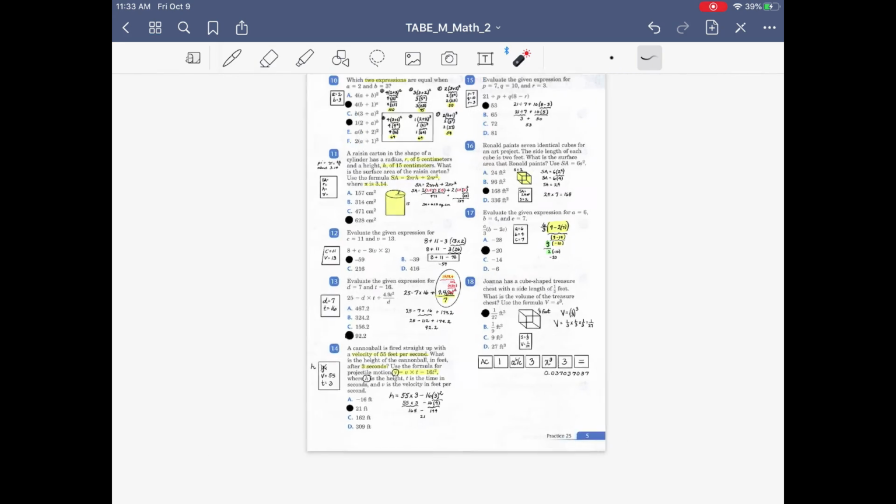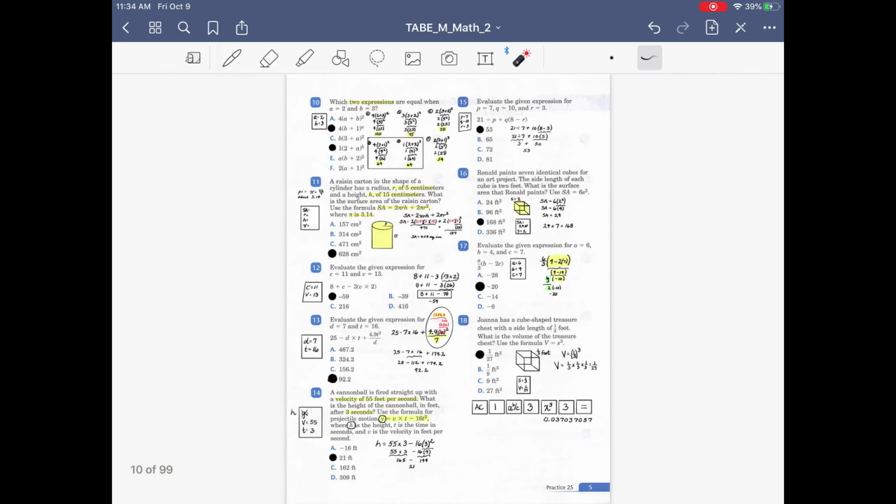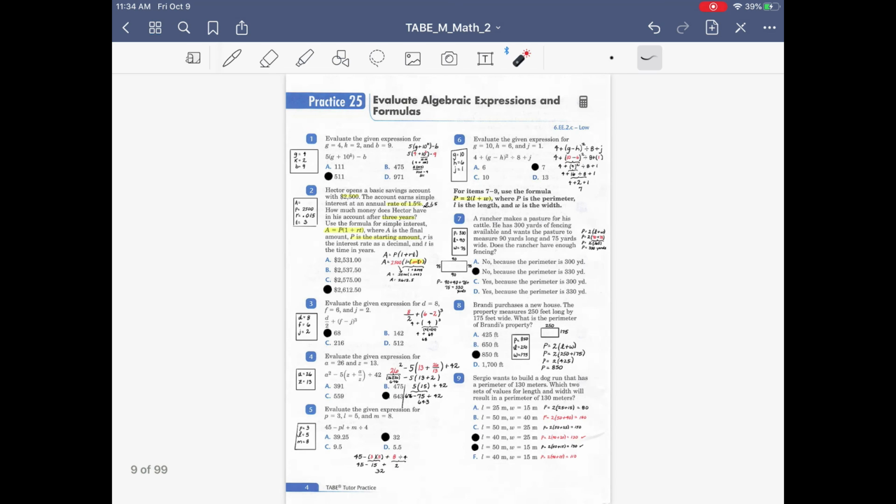This has been a tough lesson. There are some really advanced skills in here, some really good problems. I've enjoyed this one, but it is definitely not easy. If you have questions, please do not hesitate to reach out to your teacher, your instructor, and he or she will be happy to help you with this material.